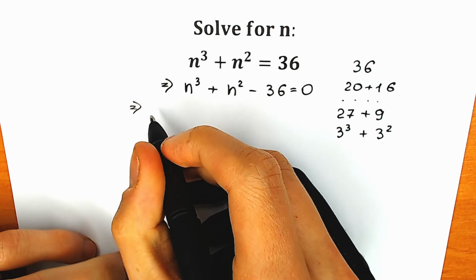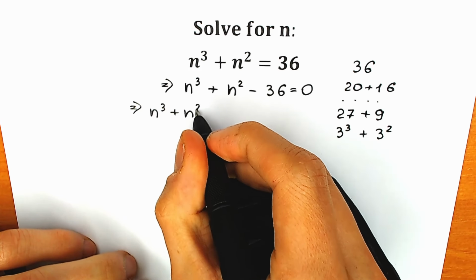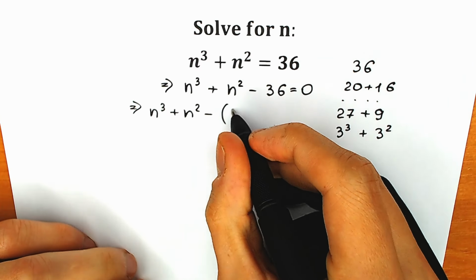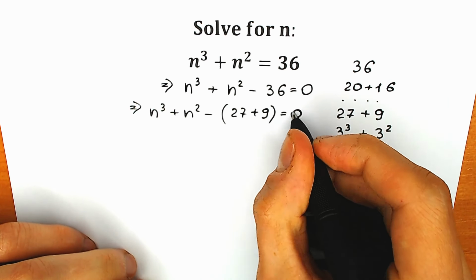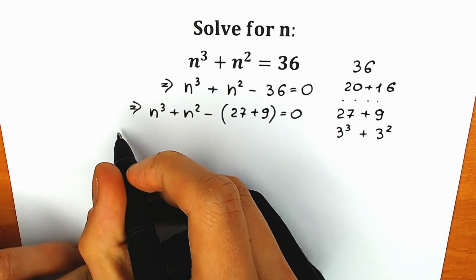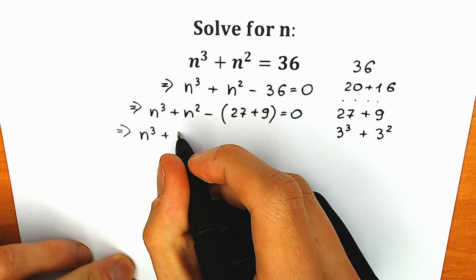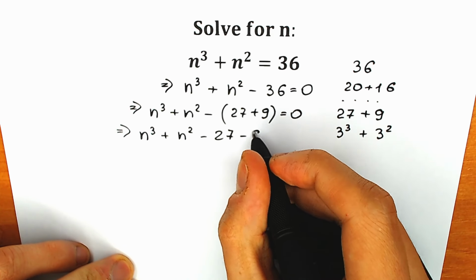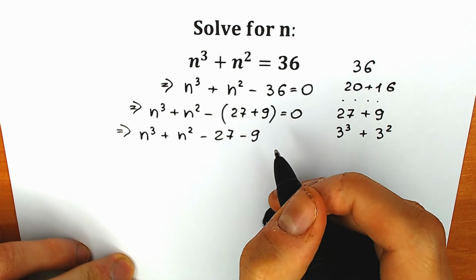Okay, let's do it. So we have n cubed plus n squared minus, instead of 36, let's write 27 plus 9. So we have 27 plus 9 and equal to 0. Right now let's open parentheses. Okay, let's get rid of these parentheses. So we have n cubed plus n squared minus 27 and minus 9. Of course we can do this only in one line. We don't need all of these lines, but I want to do this step by step.